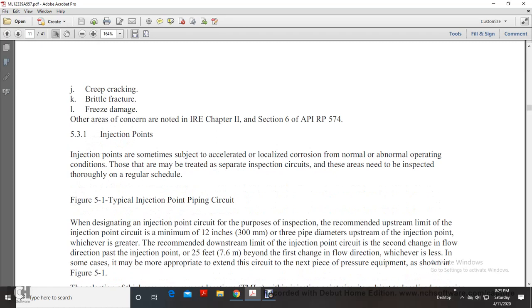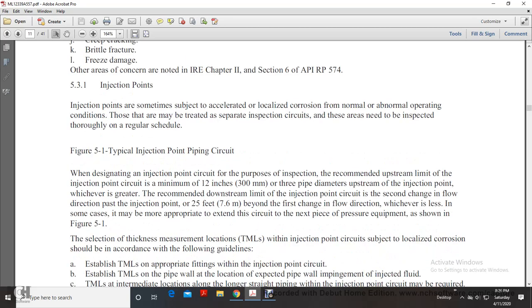Injection points are sometimes subject to accelerated localized corrosion under normal or abnormal operating conditions. Those that may be treated with a separate inspection circuit need to be inspected early, on a regular schedule. 5.1 A typical injection point piping circuit is designed with an inspection circuit for the purpose of inspection.